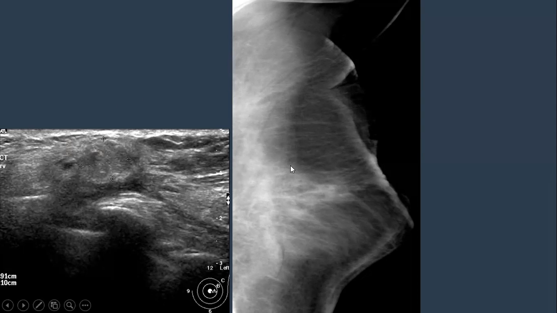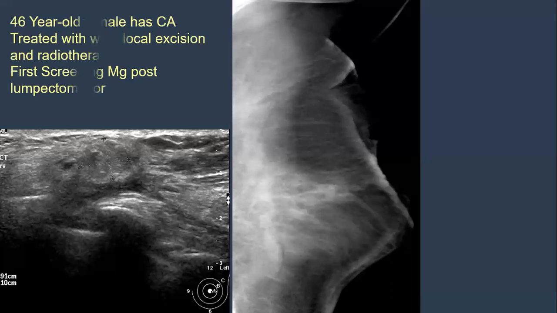If there is any suspicious or margin very close, or there is anything, then we can proceed for MRI to confirm or to do biopsy. But this is also a case of fat necrosis, very typical case of fat necrosis.